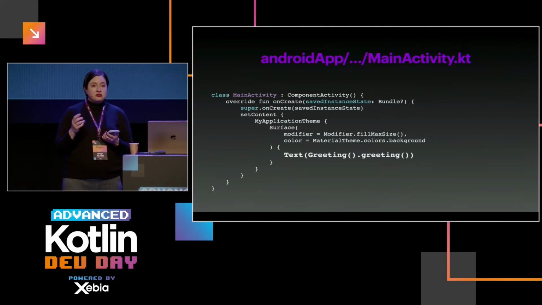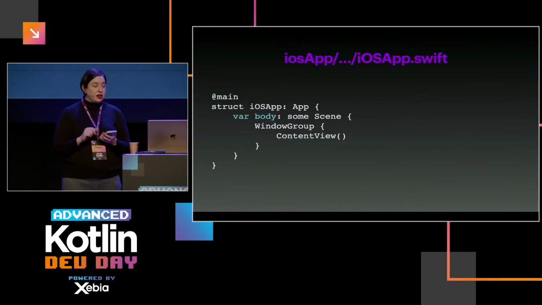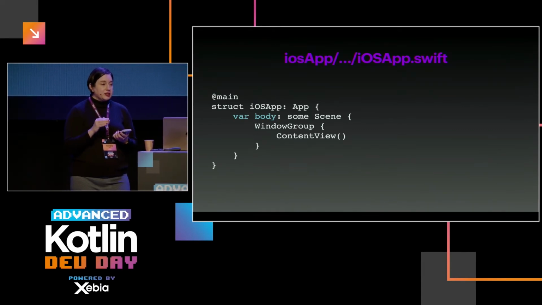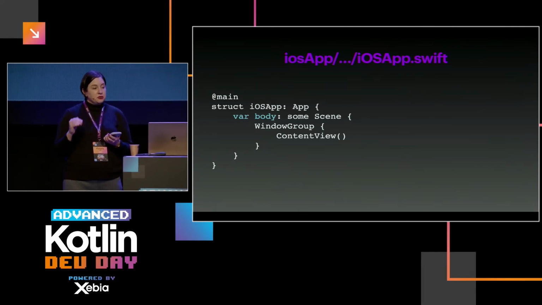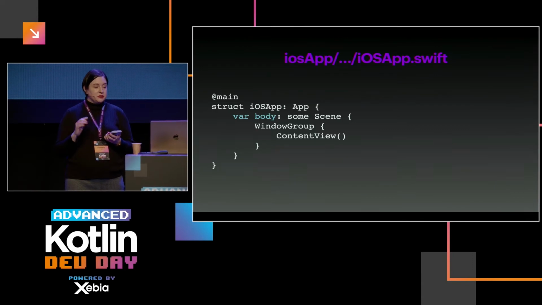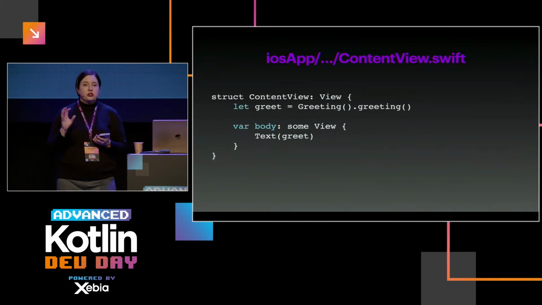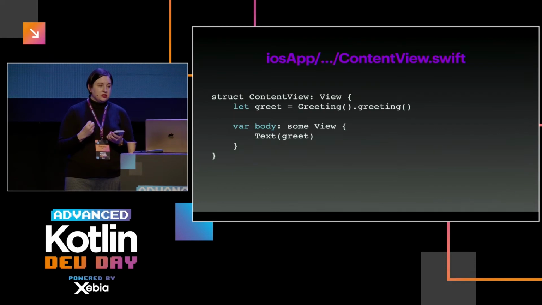But how does it get on the screen for iOS? Well, this is a simple SwiftUI application that we can define in iOS app. So this is under iOS app Swift. And we're looking at the content view here. We're going to drill down into content view because there's not really anything specific to the screen in here. So in content view, we are creating a constant called greet, and we're assigning the value greeting.greeting to it. And in the body of this content view, we're just creating a text element with that constant inside of it.